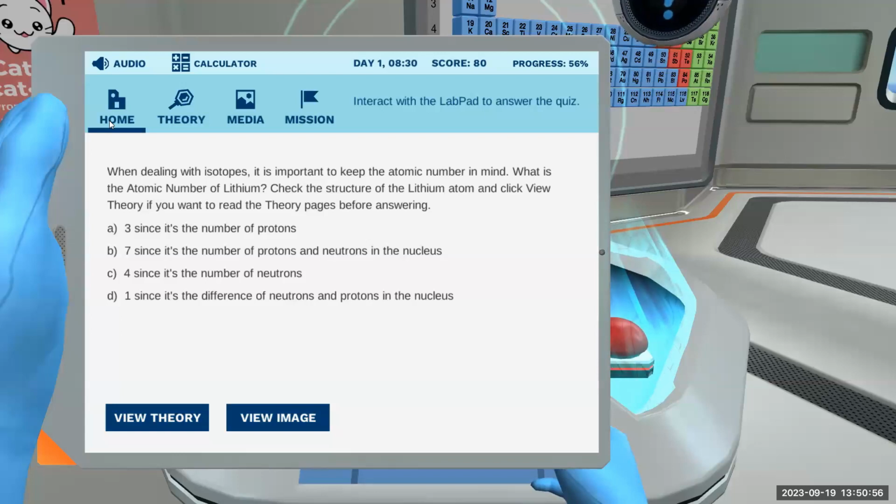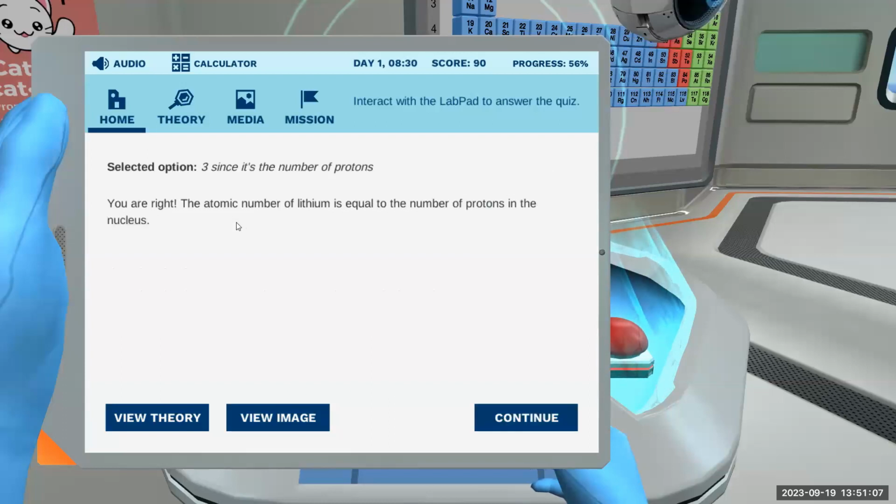Remember, the number of protons equates to the atomic number, and since lithium is 3, that means it must have 3 protons. You are right. The atomic number of lithium is equal to the number of protons in the nucleus.